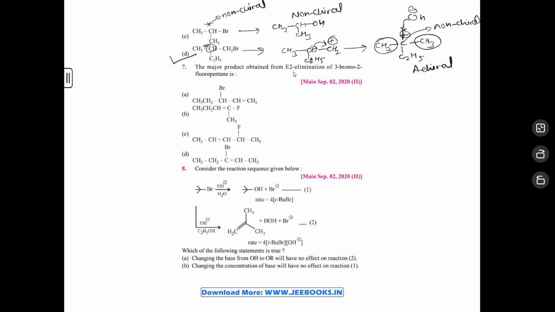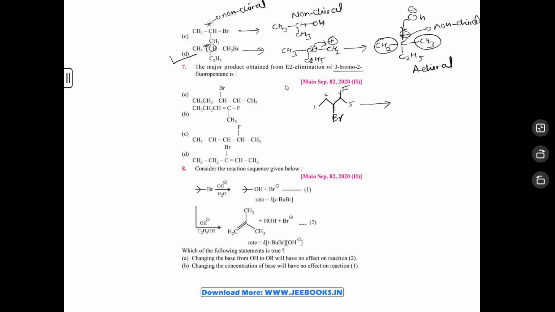The major product obtained from E2 elimination of 3-bromo-2-fluoropentene is. So first let's draw the structure of 3-bromo-2-fluoropentene. 1, 2, 3, 4, 5. So 2-fluoro, let's put fluoro here, and then bromo. Okay, so this is the structure of the given compound, and it is undergoing E2 elimination. So what will be the major product?